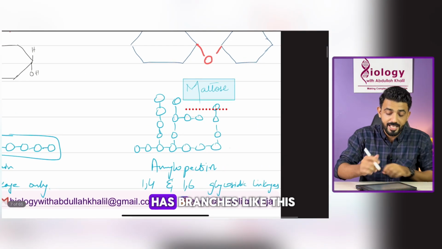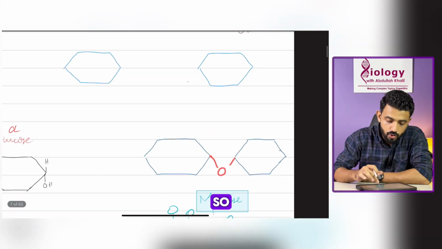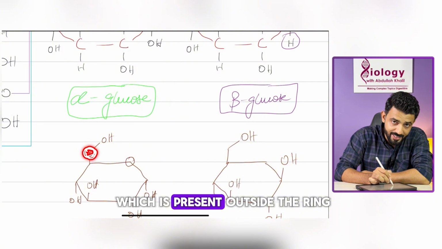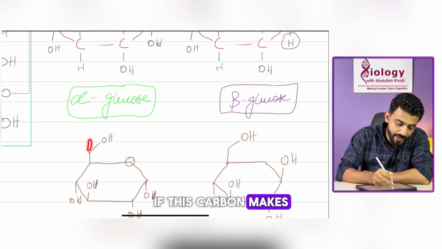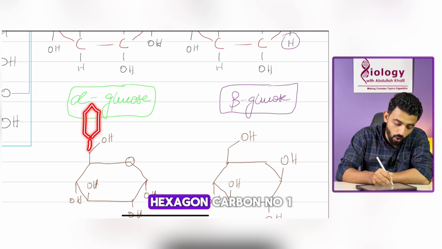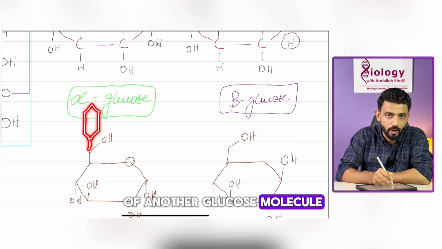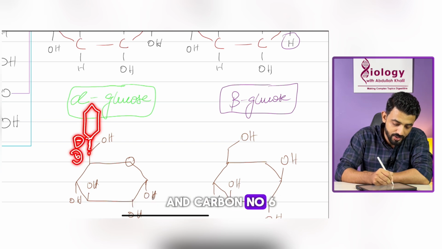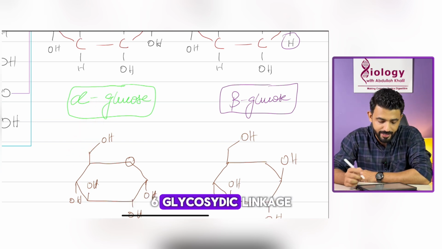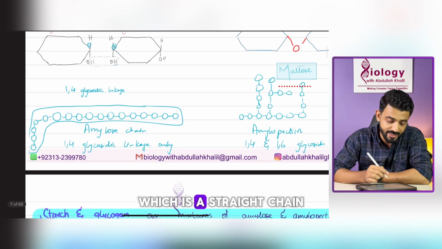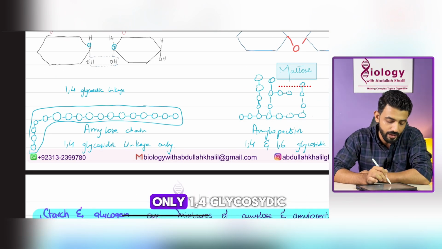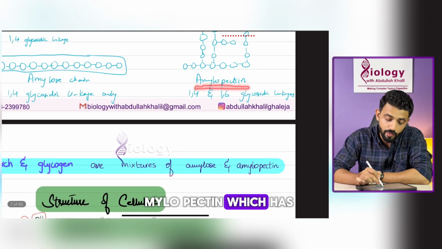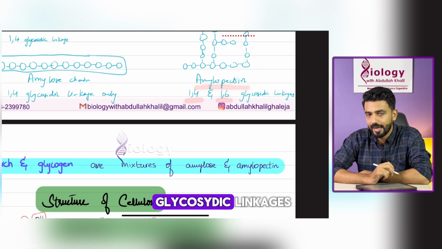But if a chain has branches like this, so what is happening here? The carbon number 6, which is present outside the ring, if this carbon makes a bond with another glucose hexagon, carbon number 1 of another glucose molecule, this particular bond is between carbon number 1 and carbon number 6. This bond is called 1,6-glycosidic linkage. So we have amylose, which is a straight chain. Only 1,4-glycosidic linkages are present. And we have amylopectin, which has 1,4 and 1,6-glycosidic linkages.